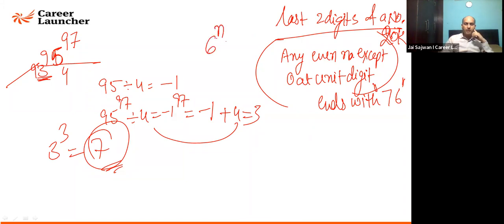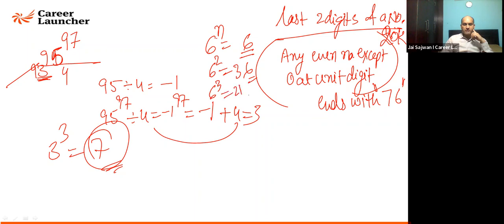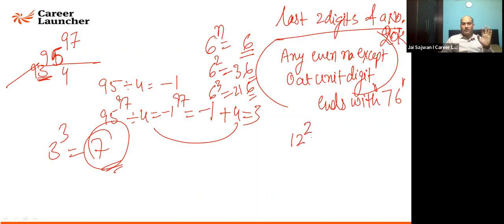Like you know, 6 to the power of anything ends with 6. I hope you know 6 square is 36, ends with 6. 6 cube is 216, ending with 6. So it always ends with 6, so not to worry about it. So any even number except 0 at the unit digit ends with 76. You don't believe it? Absolutely fine. Let's look at it.